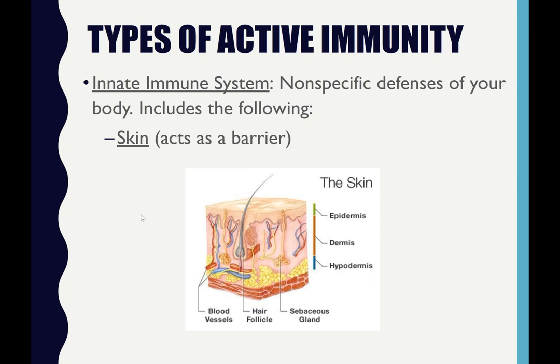Types of active immunity. We're going to start on the left side of the notes with the innate immune system. This is the non-specific defenses of your body. An example would be the skin. Your skin acts as a barrier to the environment and is a part of your immune system because it acts as this barrier.